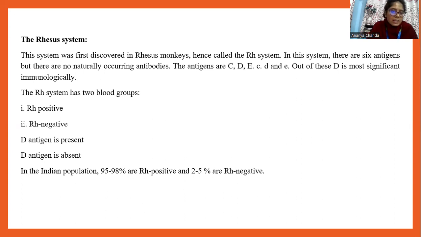This Rh system has two blood groups, Rh positive and Rh negative. Whenever a person is Rh positive, it is considered that the person has the D antigen present over the RBCs. And vice versa, if the person is Rh negative, then there is no D antigen present on the RBC. In general, in the Indian population, it is considered that 95 to 98% of the population is Rh positive and 2 to 5% is Rh negative.